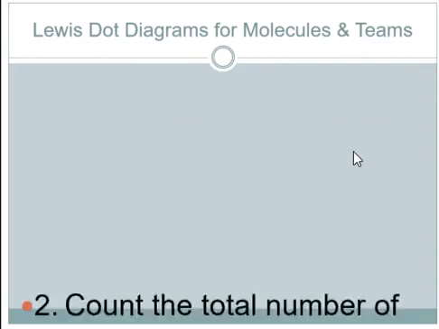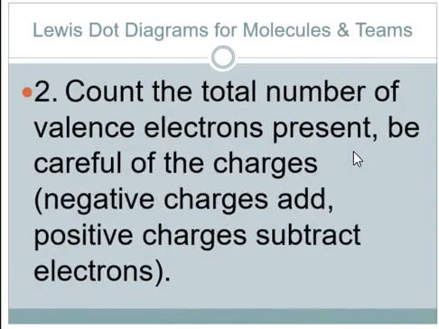Rule number 2. Count the total number of valence electrons present for each of the elements that you have. Be careful of the charges. Remember that if you have a negative charge, it's because you've gained electrons, so you'll add electrons. And if you have a positive charge, it's because you lost electrons, so you'll subtract electrons. So you're going to count up the total number of valence electrons for the elements that you have in your formula.